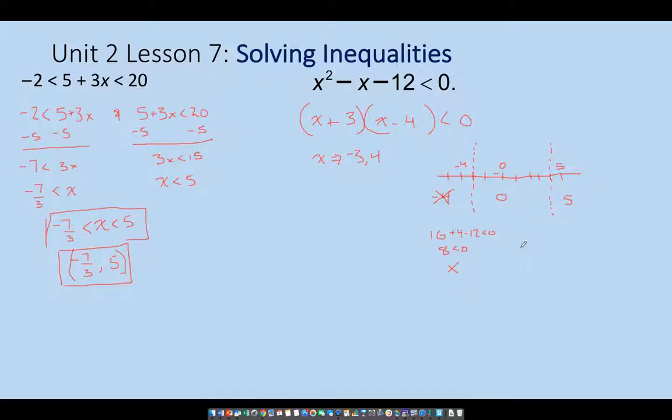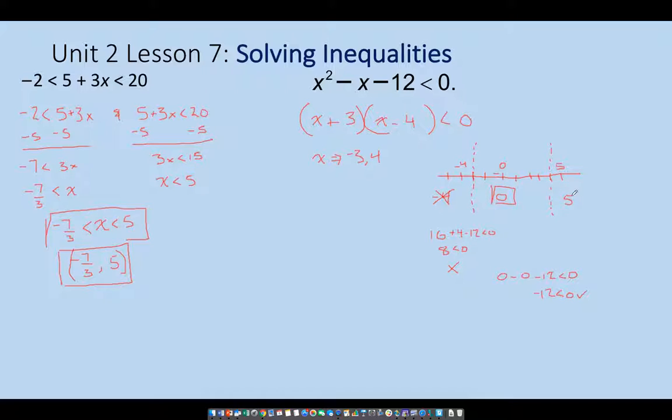If I plug in 0, how does that work out? Well, let's see, 0 squared is 0. Minus 0, minus 12. Is this less than 0? Is negative 12 less than 0? Yep, that's true. And so this one checks out. This is going to be good.